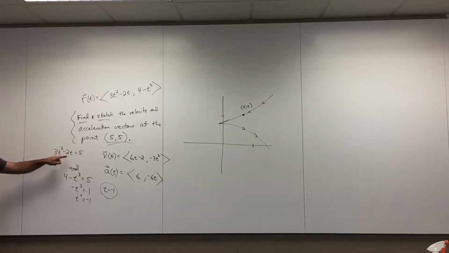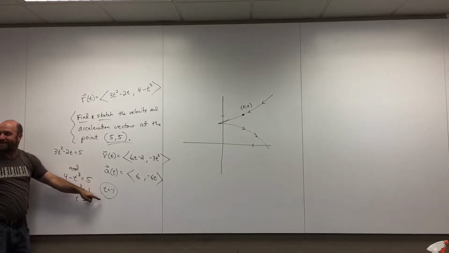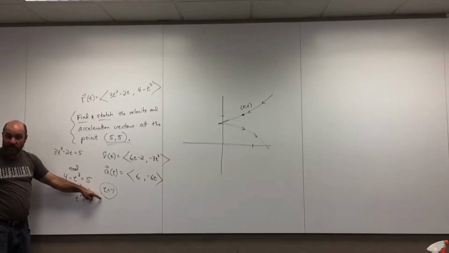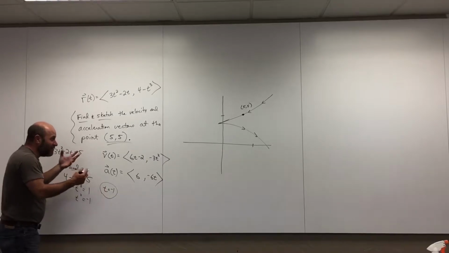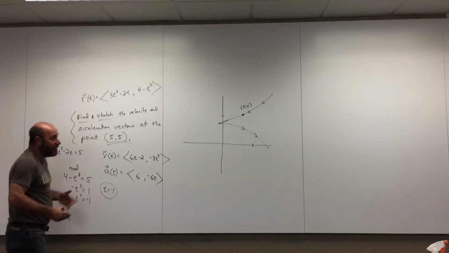Hey, does that work in the x? If t is negative 1? Yeah, it gives you 5. All right, I'm happy. T is negative 1. I needed that. It was not given, and I needed it. Are you following me? I had a little extra work I had to go do. I had to figure out I needed that time.